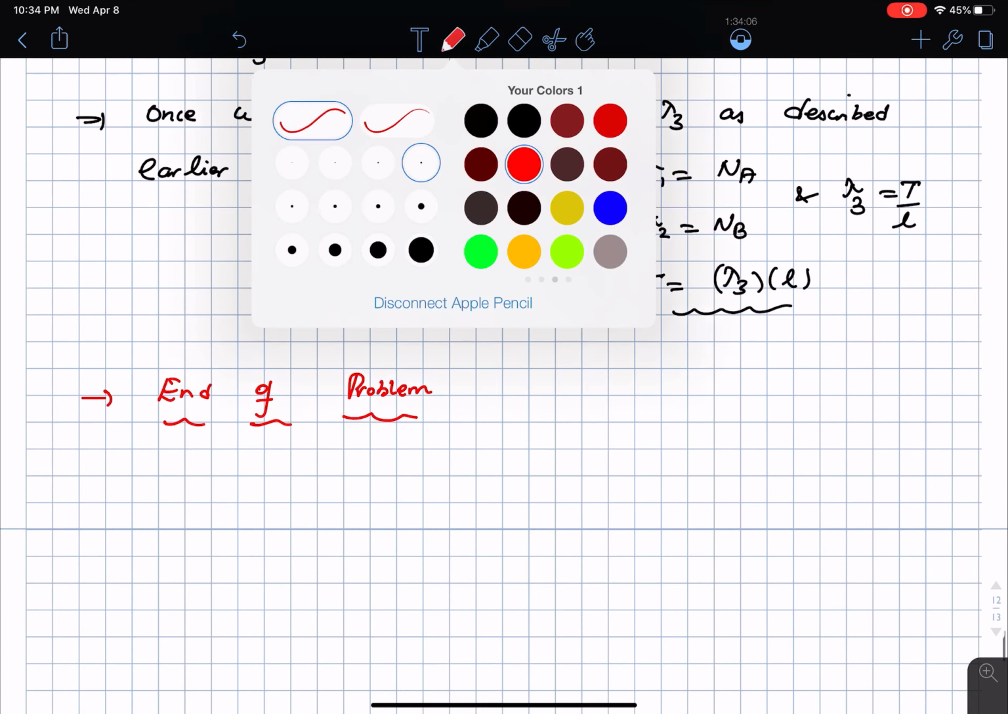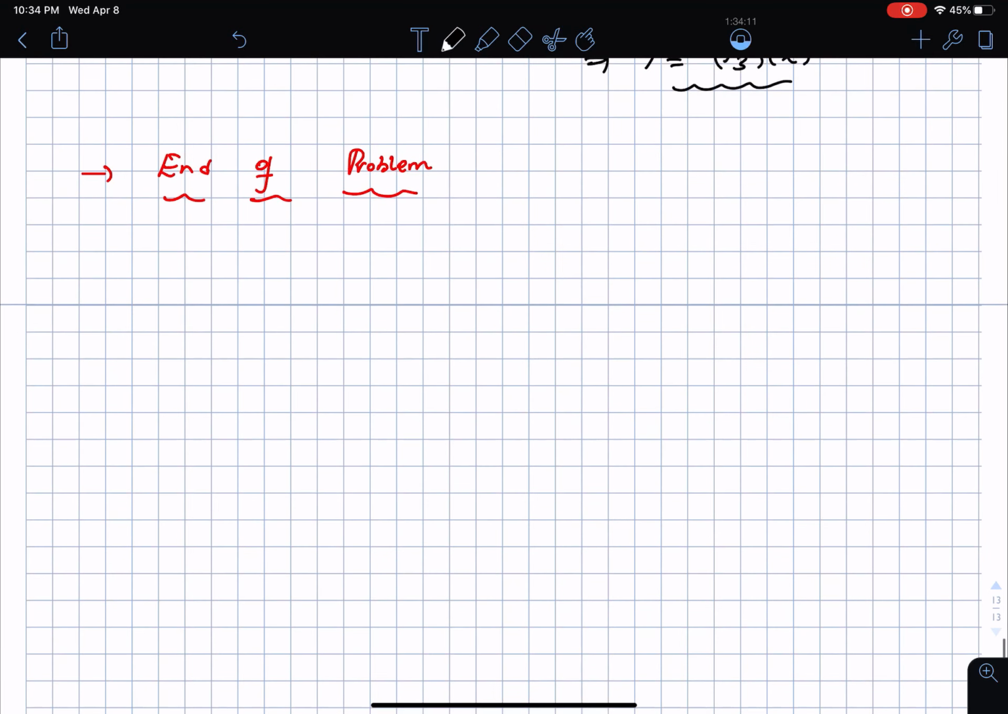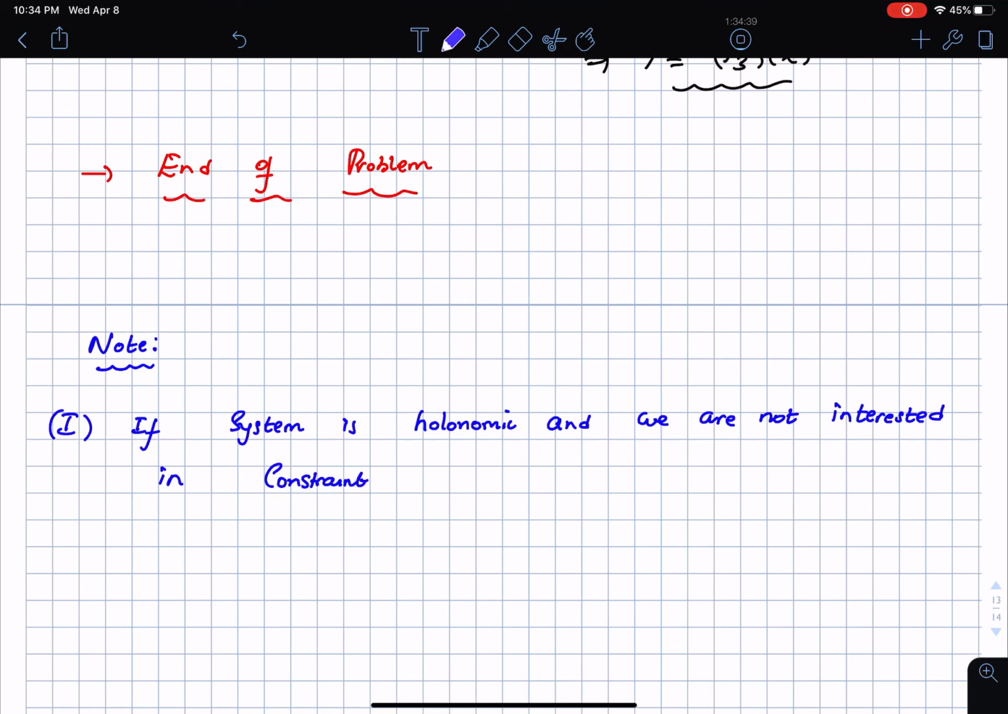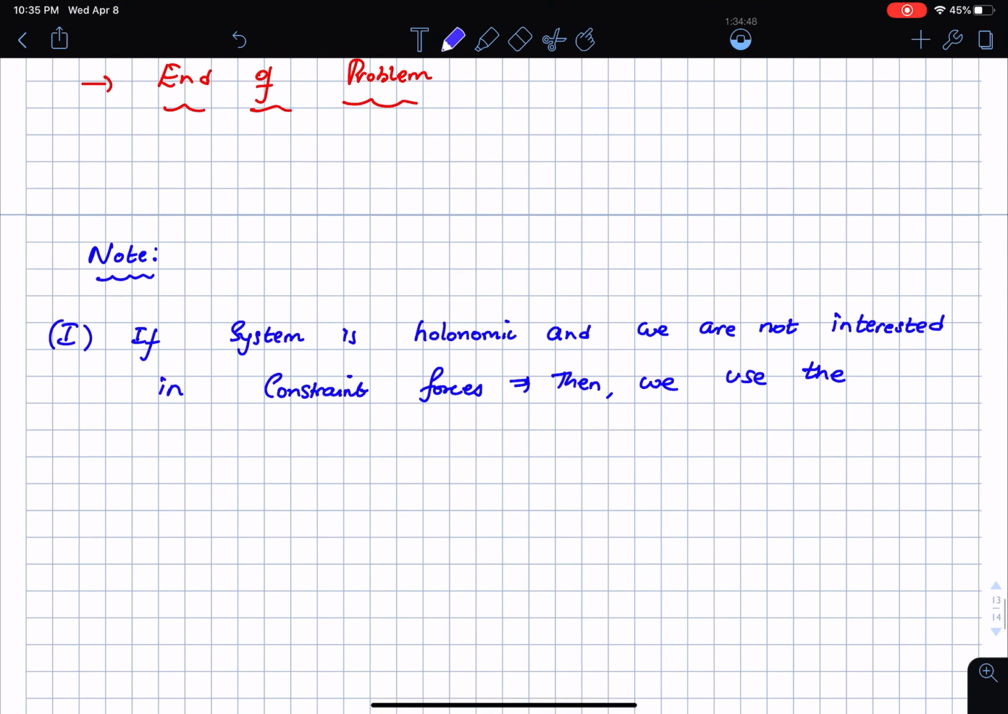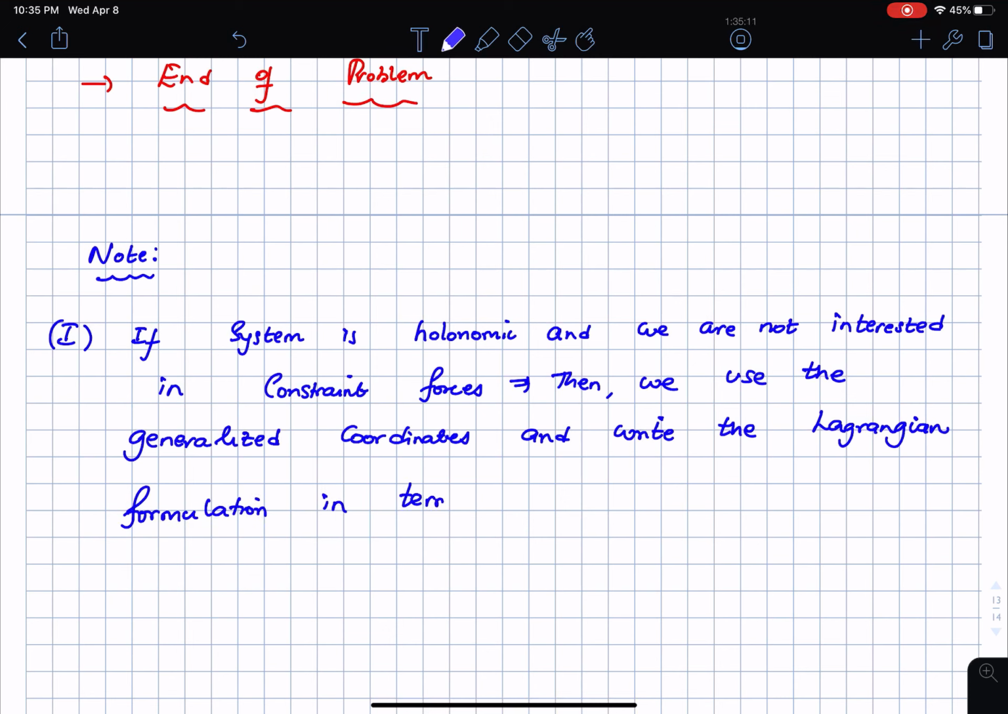And very quickly, I just want to rewrite the Lagrangian formulation for some of these instances that we have seen. So two key notes that I want to make. Note, in the first note, if the system is holonomic and we are not interested in constraint forces, then we use the generalized coordinates and write the Lagrangian formulation in terms of generalized coordinates.